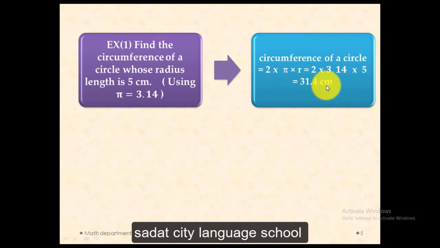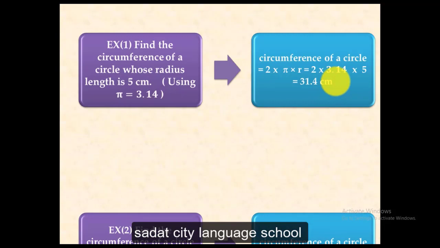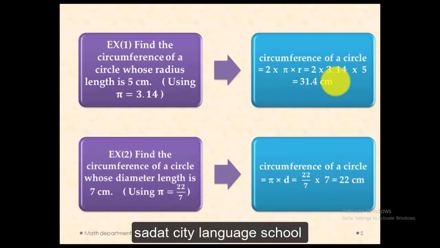Because circumference is a length, we use a unit of length, so we must write centimeter. Exercise number 2. Find the circumference of the circle whose diameter length is 7 cm, using pi equal 22 over 7.